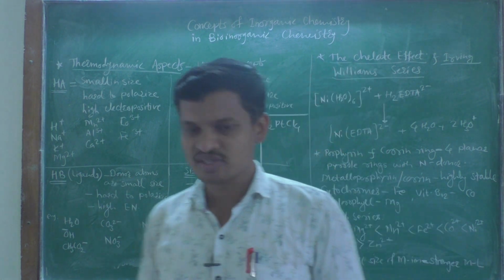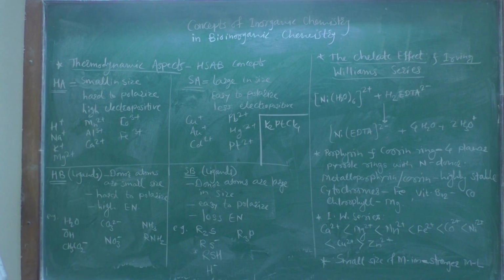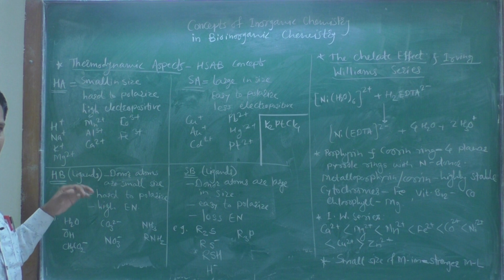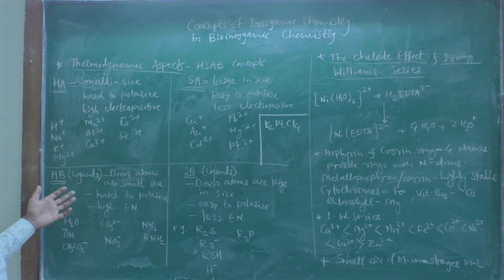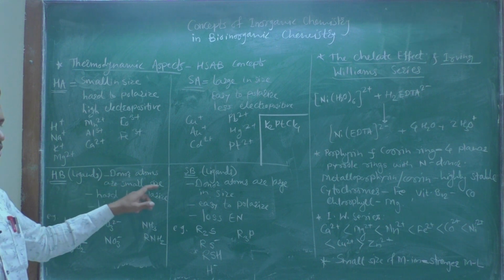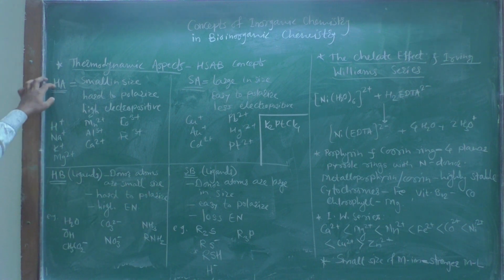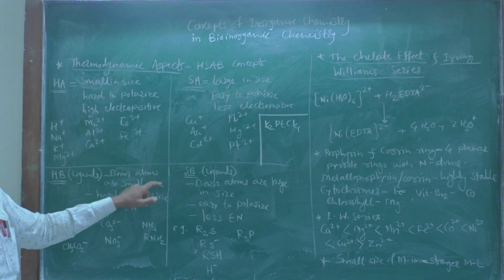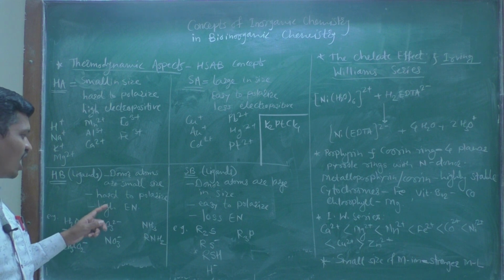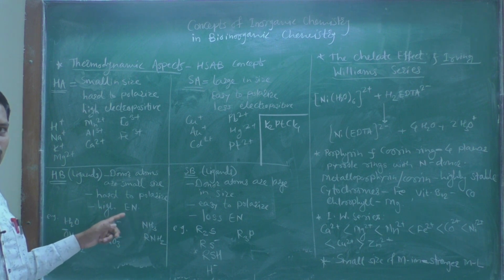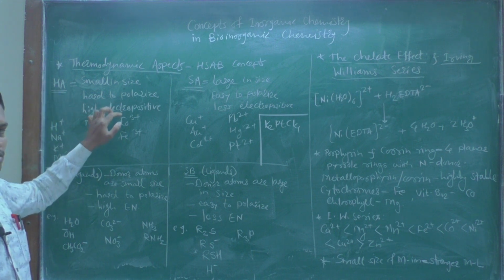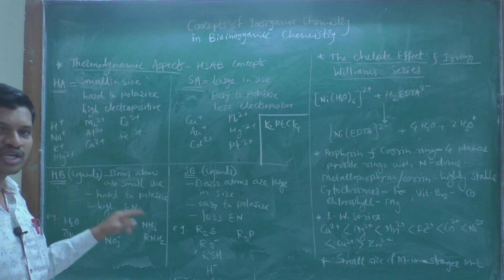So these ligands or bases are again classified into hard bases and soft bases. What are the criteria to call them hard bases? The donor atoms in these ligands are smaller in size. As the word is hard, they are smaller in size, harder to polarize, and they have high electronegativity. This point of difference must be remembered: hard acids are highly electropositive and hard bases are highly electronegative.